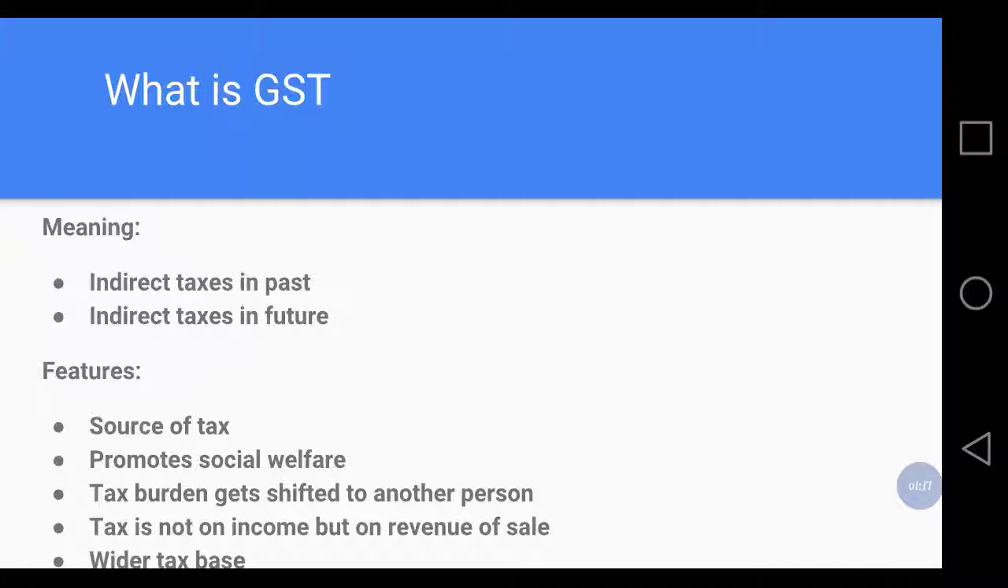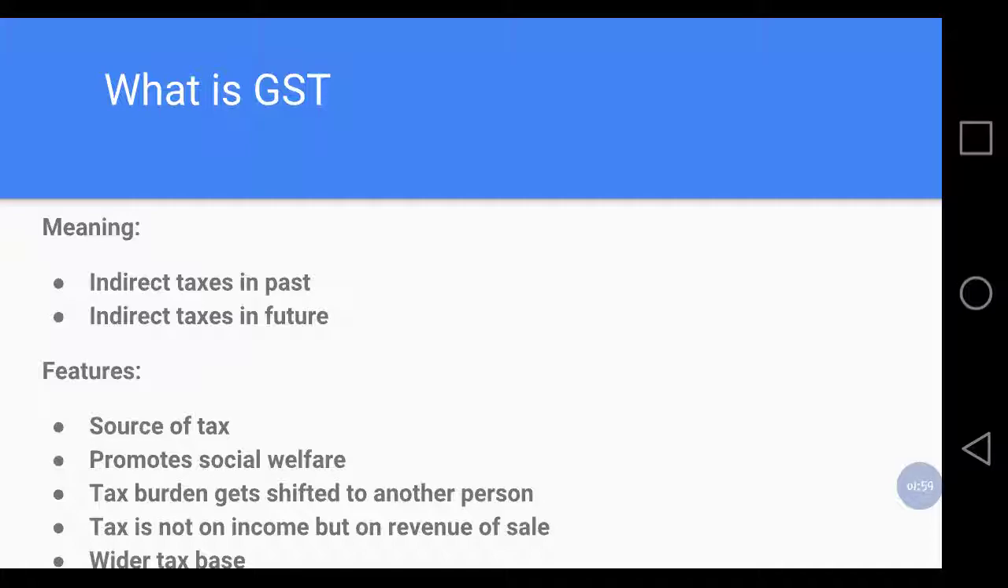So whenever there is a sale of goods or provision of services, this GST will be levied by the central government and the state government as well. As for the features of GST, it has a wider base, as more people pay indirect tax than direct tax. It is not a tax on income, rather it is a tax on the revenue of a sale. Whenever a sale happens from the manufacturer to the retailer or from the retailer to the consumer, this indirect tax will be levied.